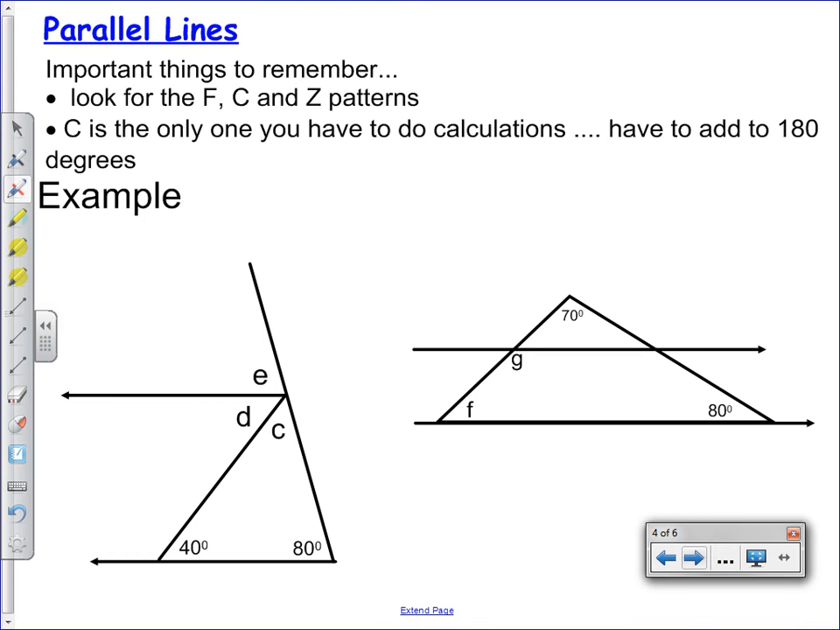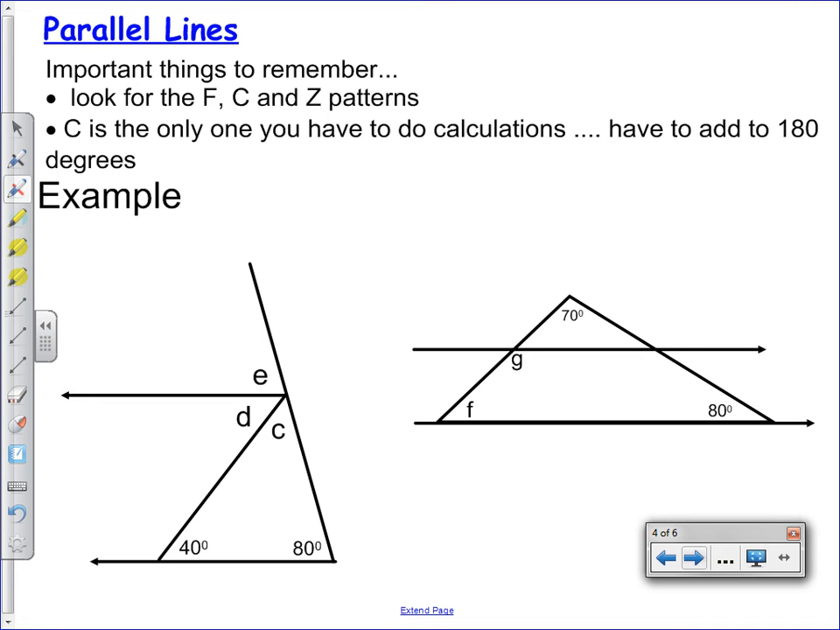Okay, here we have some interesting ones. Important things to remember, as soon as you have parallel lines, you want to look for the F, C, and Z pattern. C is the only one you have to do calculations. They have to add to 180, okay, which we've already kind of talked about.